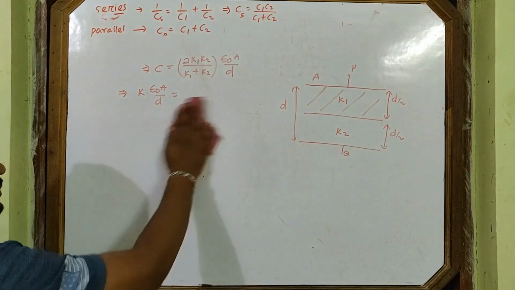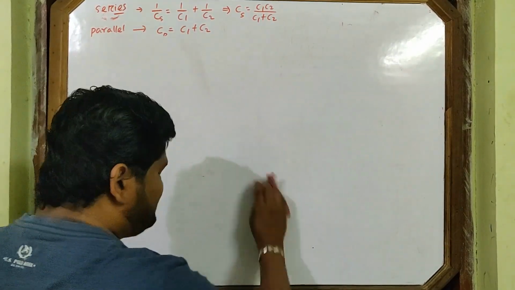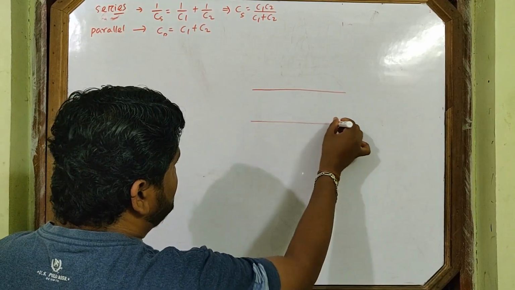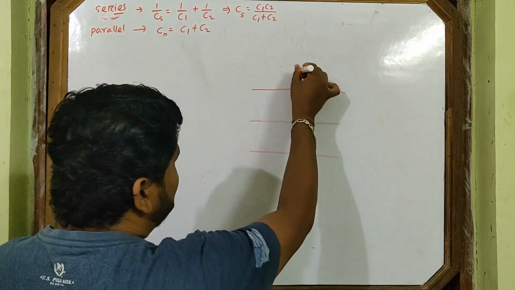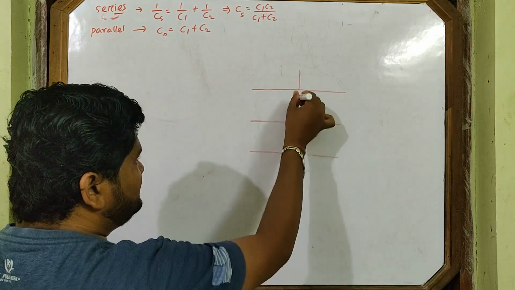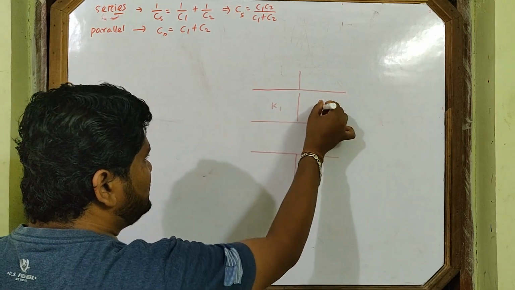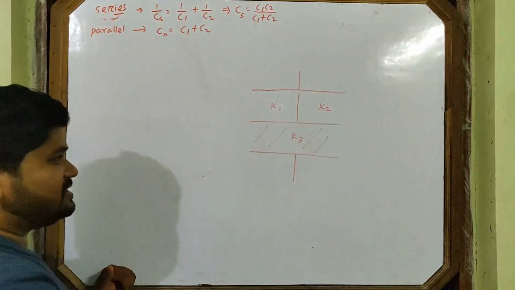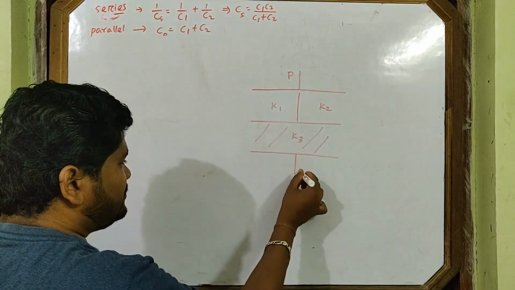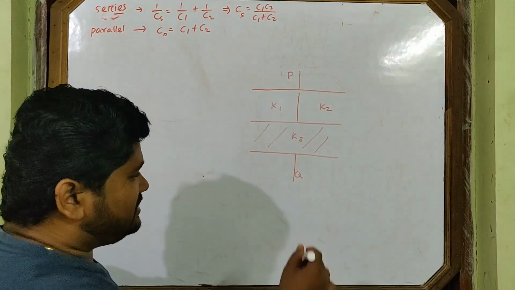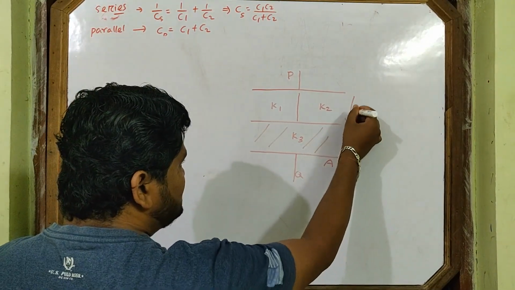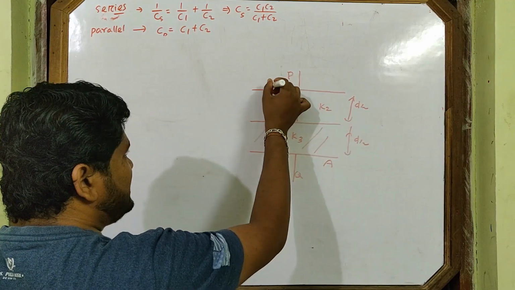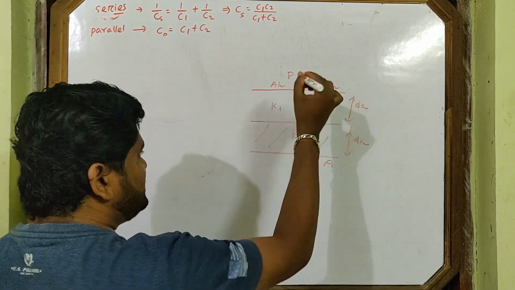Now let's come to the next question. Suppose we take 3 dielectrics, arranged like this: K1, this is K2, this is K3. You can understand, I think. Okay. Now you see what happened. This area is A, separation is D by 2, D by 2. And this area becomes A by 2, and this area becomes A by 2.